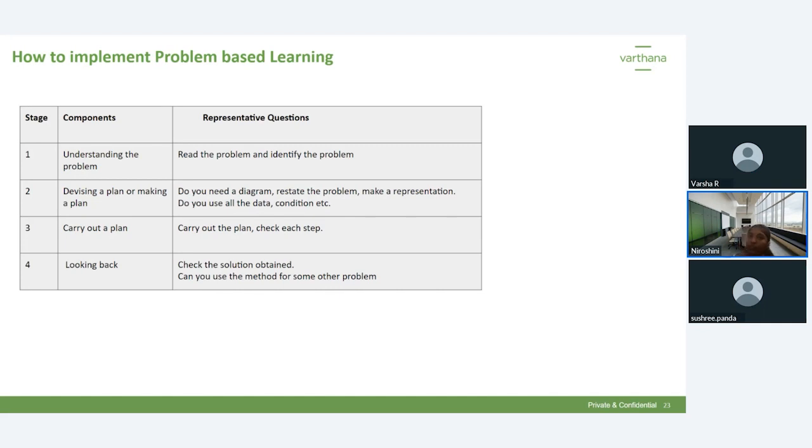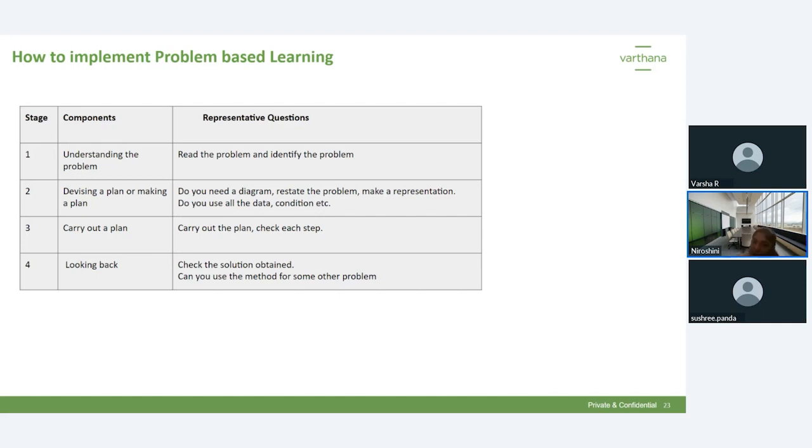So they will come up with, for example, if we take a simple mathematical problem, how do I approach this problem? Do I need a flow chart? Do I need a diagram? How do I make the representation? As I said, if the problem statement has a lot of adding factors, do I use all these data points or do I consider all these conditions? While they're devising, we need to tell them that these essentials are very, very important, and then they need to carry out the plan.